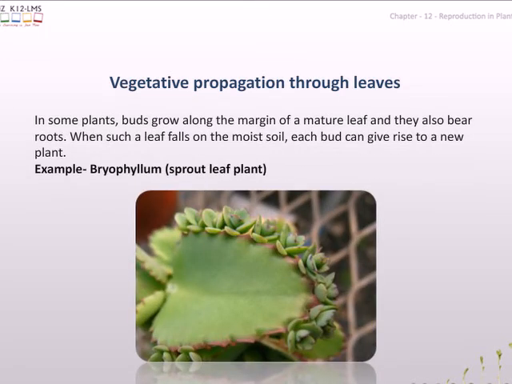Vegetative propagation through leaves. In some plants, the buds grow along the margin of a mature leaf, and they also bear roots. When such a leaf falls on the moist soil, each bud can give rise to a new plant. Example, bryophyllum or sprout leaf plant.